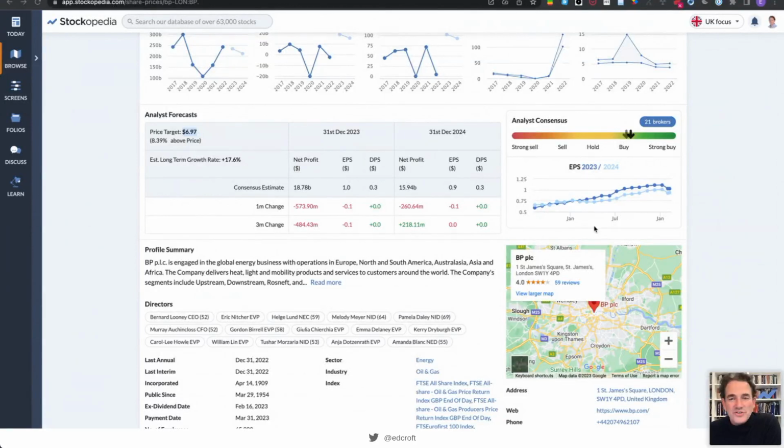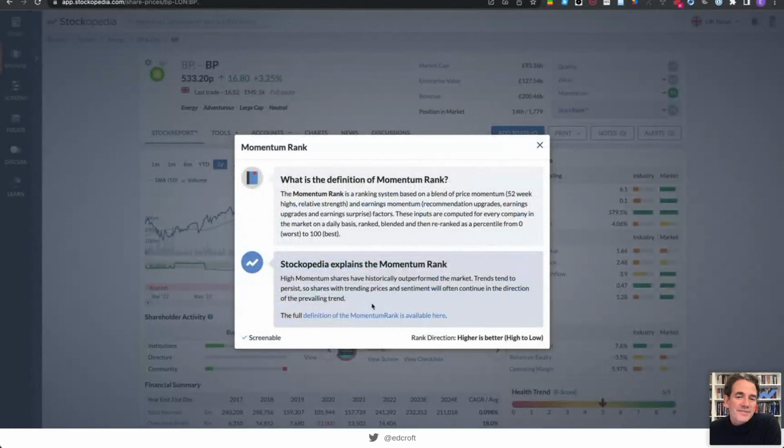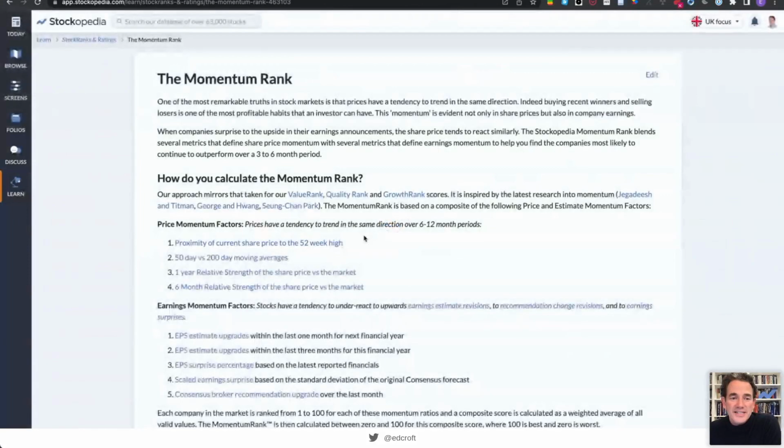Why not pure relative strength with the momentum factor? Good question. If you want to go and look at the composition of these things, click it, and we'll go into the help section, and you can see. In the momentum rank, we've got 52-week highs, the 200-day against the 50-day, and the 1 year and 6 month relative strength. The reason is we did tons of research on this, and I think it was George and Hwang who did the 52-week high research.